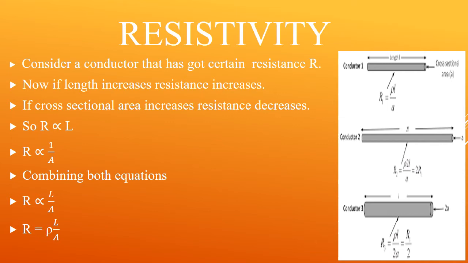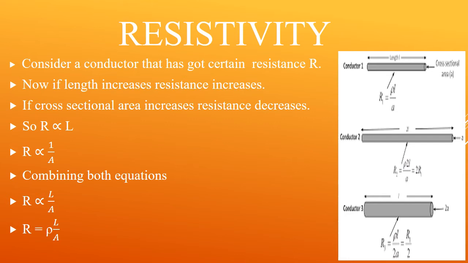So now consider it mathematically. Resistance is directly proportional to length. Resistance is inversely proportional to area. So R is directly proportional to L and R is inversely proportional to area A. Now combining both these equations, R is directly proportional to L upon A. With length, resistance increases. With area, resistance decreases. Remember, this is a thumb rule.